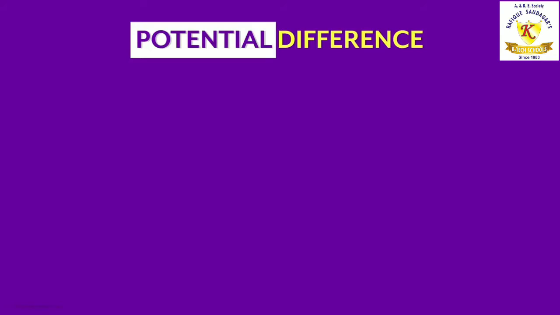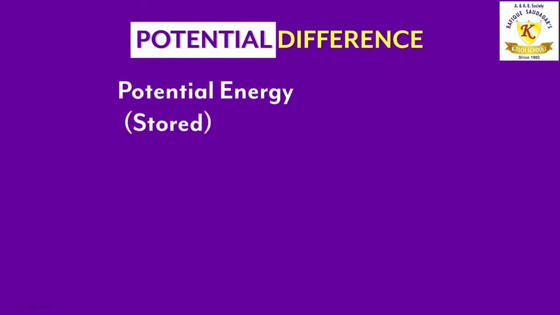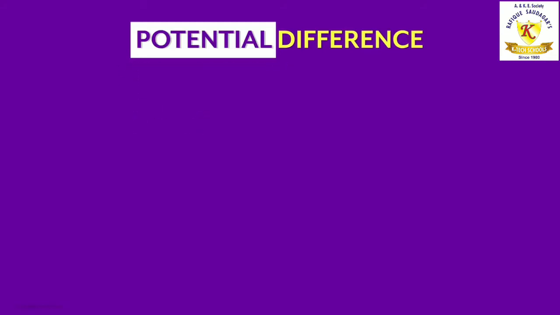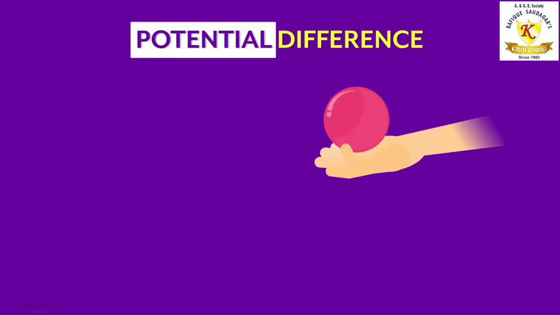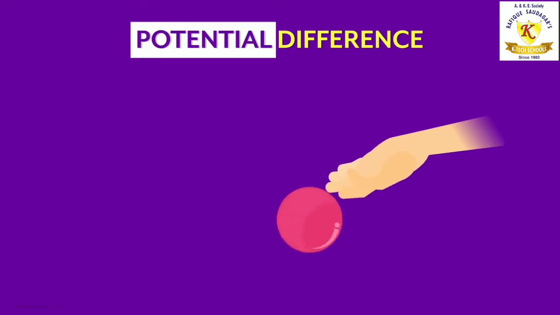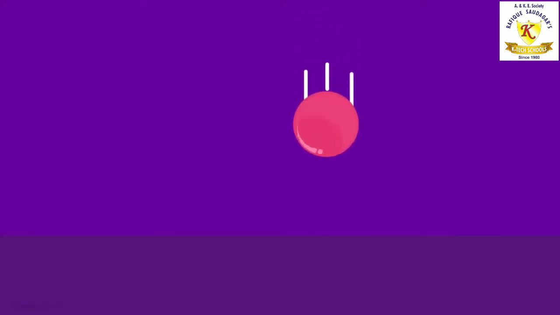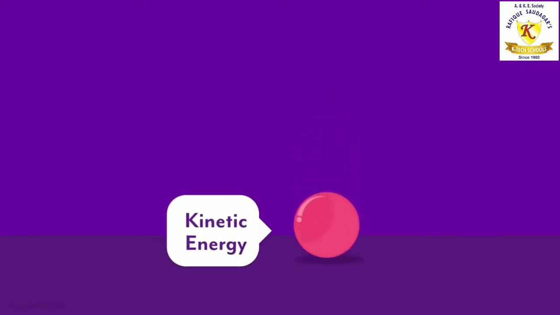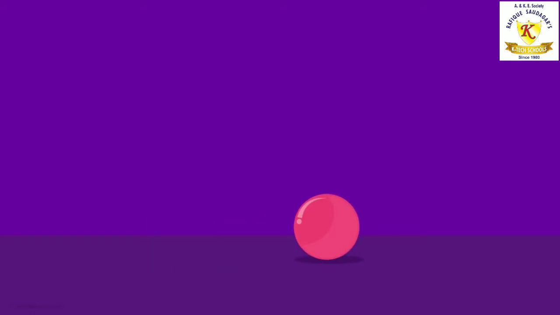We see the word potential here. Have you heard this term before? Of course, we have heard about potential energy. It is the stored energy when an object is at rest. When you hold a ball in your hand, it has potential energy. When you drop it, the potential energy is converted to kinetic energy as it drops to the ground. Kinetic energy is the energy an object has when it is in motion.